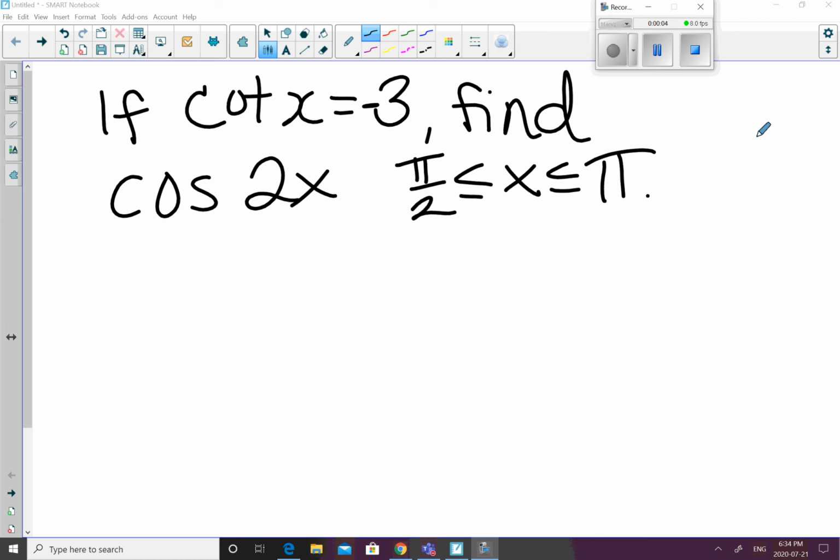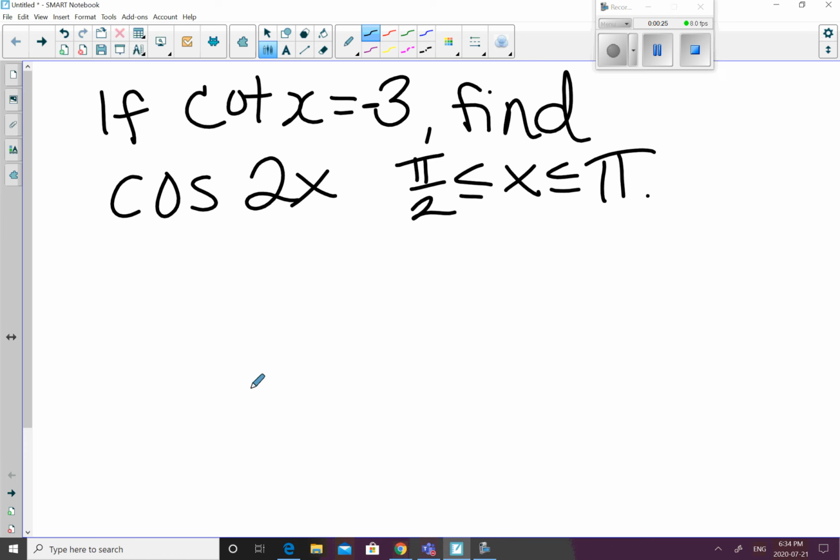So if we're asked to find a ratio like cos 2x and we're given a different ratio instead of an angle, so something like cotangent x equals -3, it will also give us that x is between certain values. So we know which quadrant it's in. So x is between pi by 2 and pi, which means it's in the second quadrant.